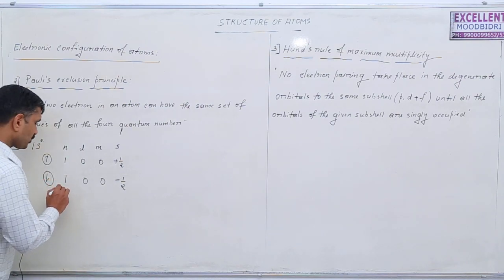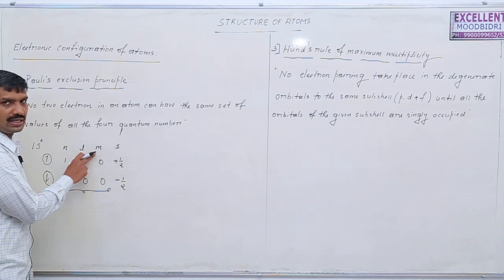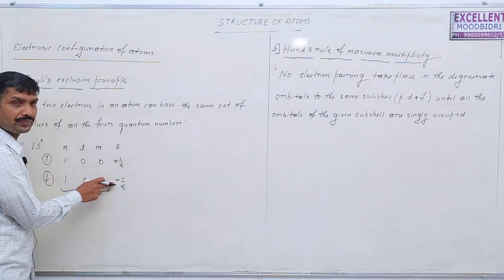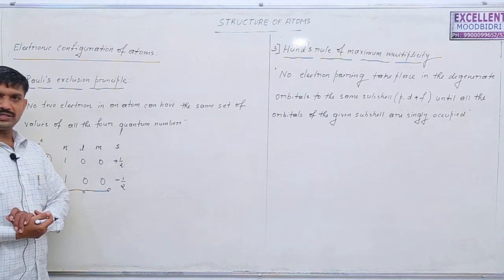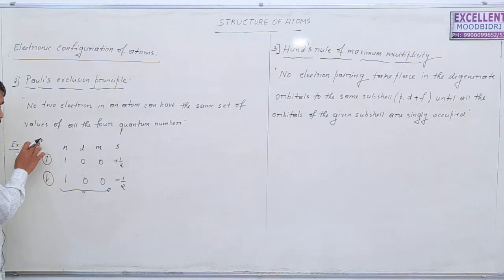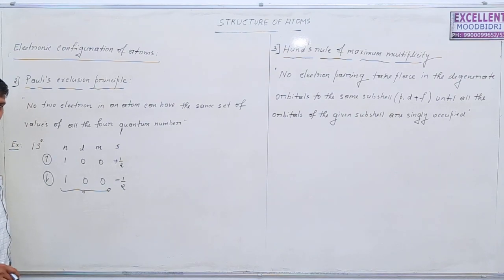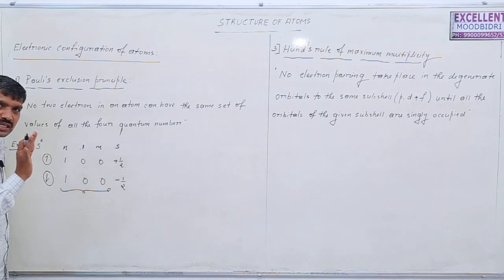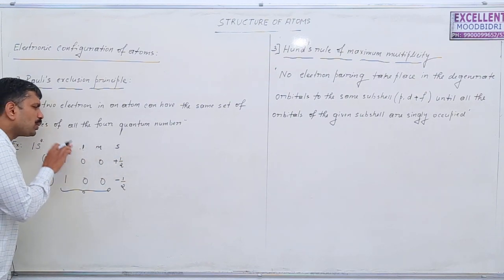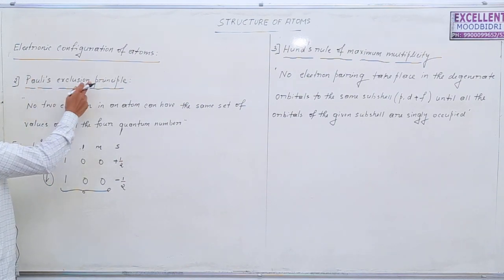Here the first three quantum numbers are the same for the two electrons. n, l, m are the same, but the s value is different. It is known as Pauli's exclusion principle. The statement is, no two electrons can have the same set of values for the four quantum numbers. This means that for two electrons, the values of the four quantum numbers are not all the same. Among the four quantum numbers, any one of the quantum numbers must be different for the two electrons. This is known as Pauli's exclusion principle.